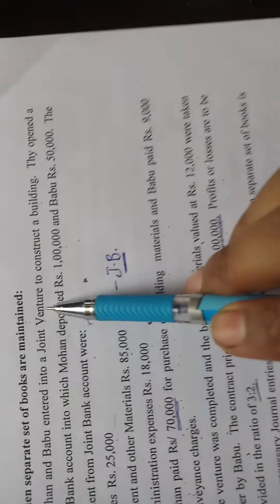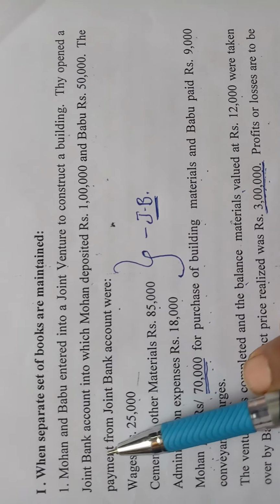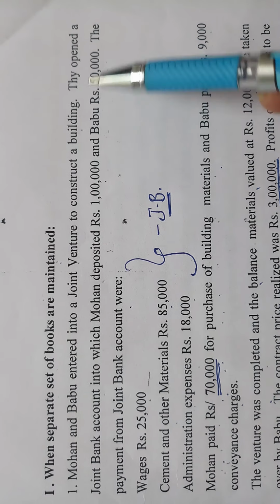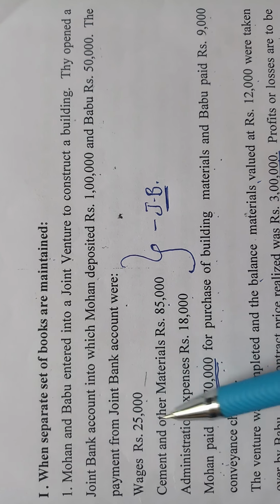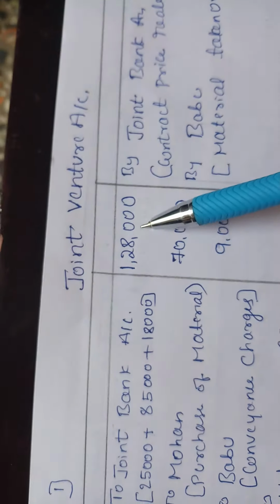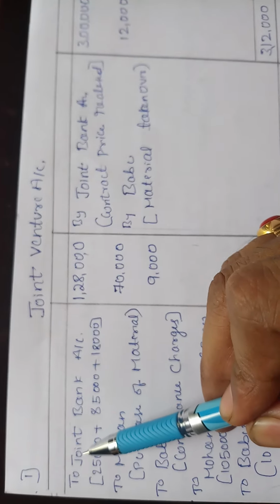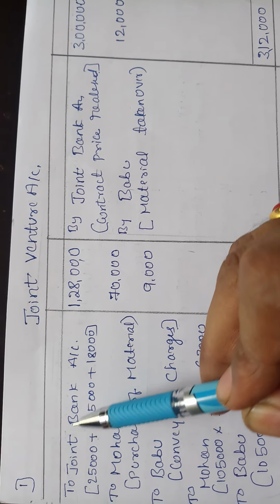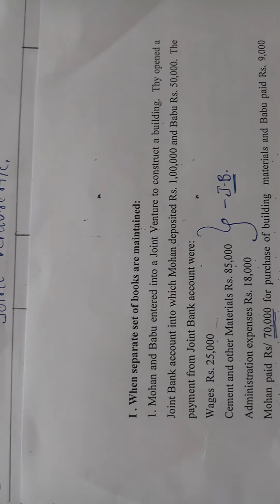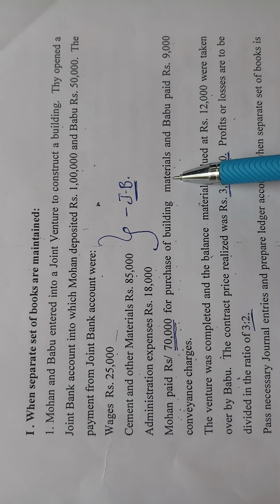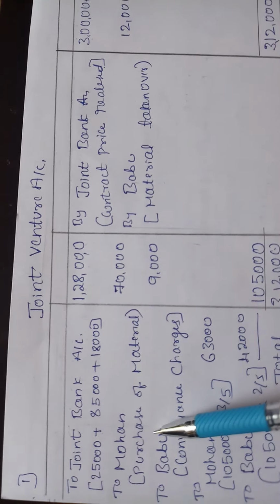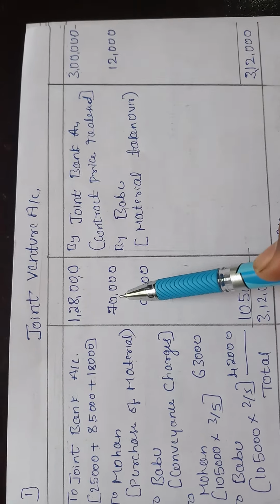Mohan and Babu entered into a joint venture to construct a building. They opened a joint bank account into which Mohan deposited rupees 1 lakh and Babu 50,000, and the payments made out of the joint bank account are 25,000 plus 85,000 plus 18,000, which becomes 1,28,000. So they are paying out of the joint bank account. It should be treated as to joint bank account 1,28,000. So this transaction is over. Mohan paid rupees 70,000 for purchase of building material. So it is paid by Mohan, so we have to treat it as to Mohan himself, in brackets purchase of material 70,000.